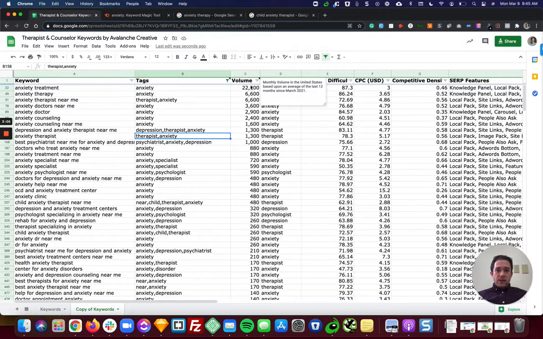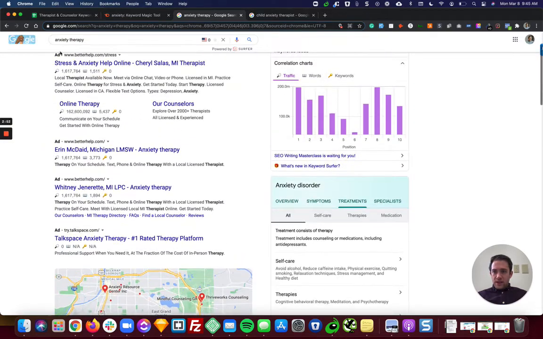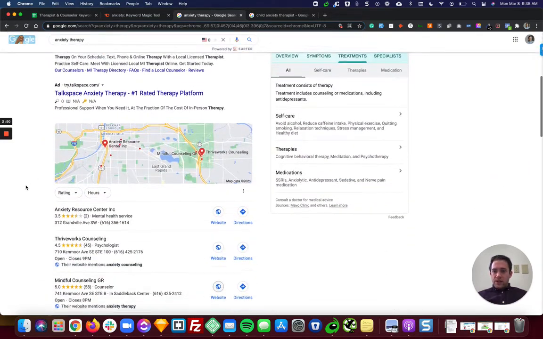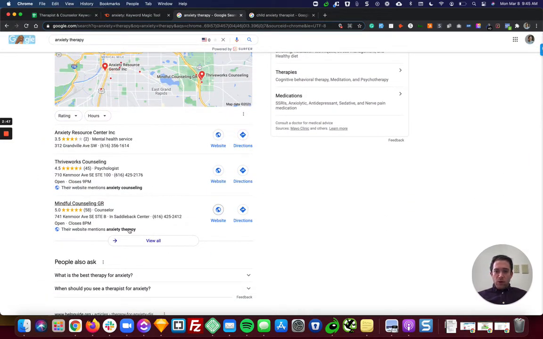I have this sorted by the keywords that have the highest monthly search volume right now. So I came over here, and one of the top ones is anxiety therapy. And I searched that in Google, and you can see here, again, local pack. But what I want to show you is that 2 out of 3 here in the map pack actually say their website mentions anxiety counseling. That is crucial. That's huge.